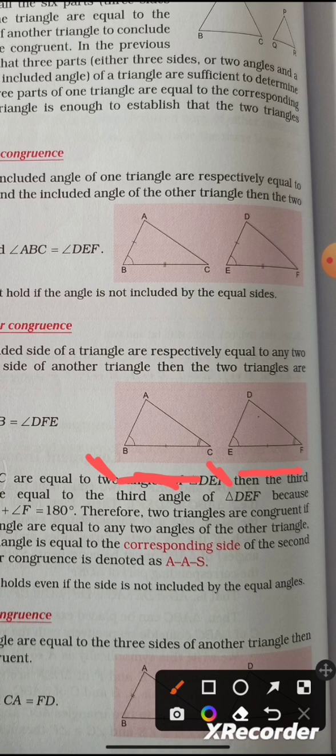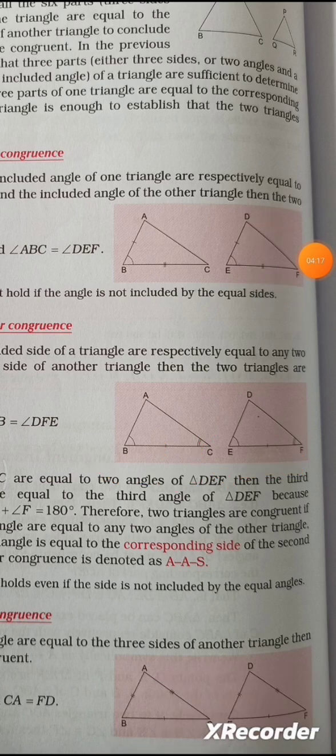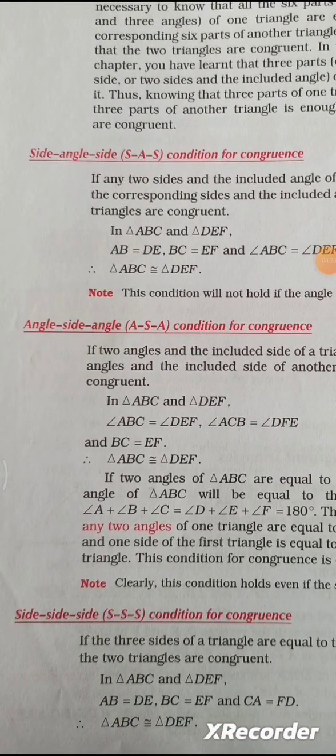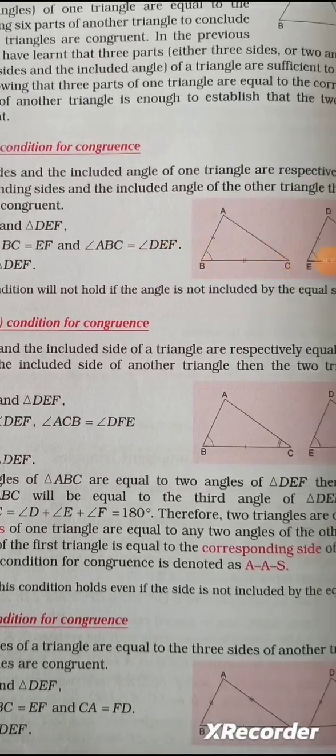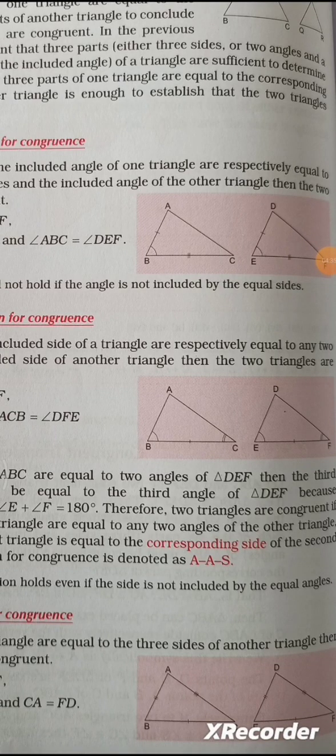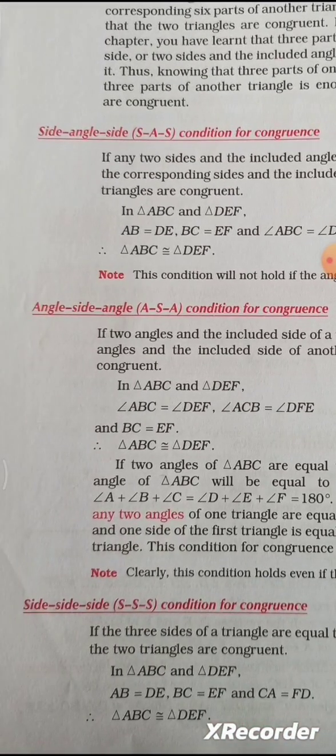And how are you finding it equal? Because they have the same sign, this sign and this sign. Then after the side BC, the angle C is equal to angle F. Means the three elements are equal in a proper sequence, and the sequence is ASA, angle side angle. So these two triangles will also be called congruent, and the criteria will be ASA. So we will write that triangle ABC is congruent to triangle DEF, by the criteria ASA.